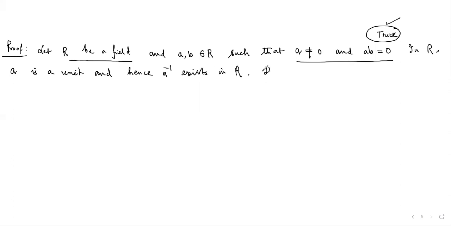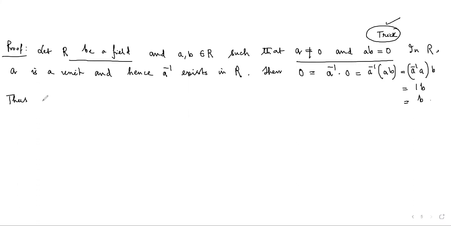Then the element 0 can be expressed as a inverse into 0. And in place of 0, you can put ab. So we can write it as a inverse into ab. Now the associativity property holds. So we can write it as a inverse a into b. a inverse a means 1. So we can write 1 into b, which is b.